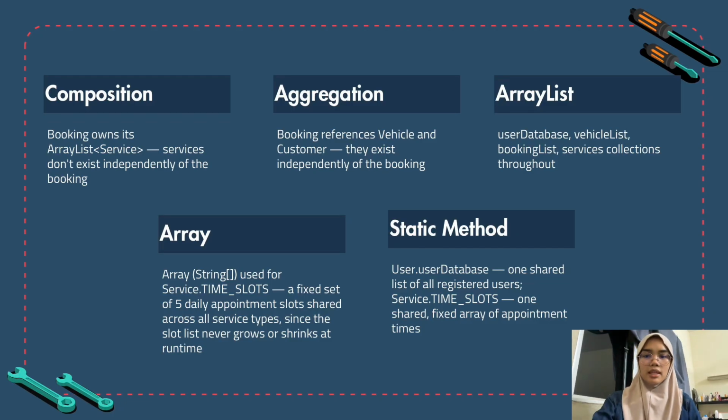And lastly, we have static members. Static members are shared by all objects of a class and exist only once in the system. The User.userDatabase static ArrayList maintains a single shared collection of all registered users, allowing every part of the system to access the same user record. Similar to Service.timeSlots, a static array that stores the available appointment times. Because the appointment slots are identical for every service type, only one copy of the array is needed, reducing memory usage and ensuring consistency throughout the system. That's all.